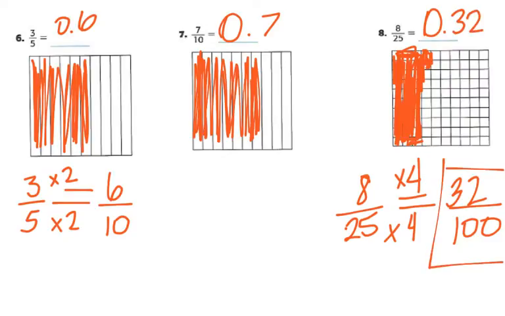Again, we made sure that we're getting to denominators of 10 or 100 because from there it's easy to write it as a decimal. All right, if you did not get that, please press pause on this video and correct any mistakes you may have made.